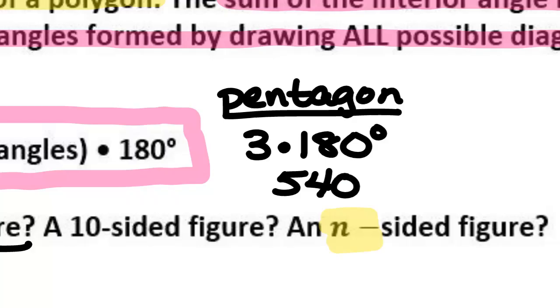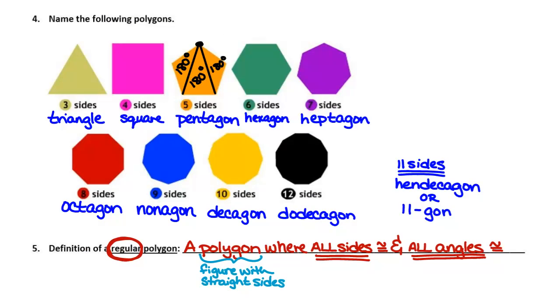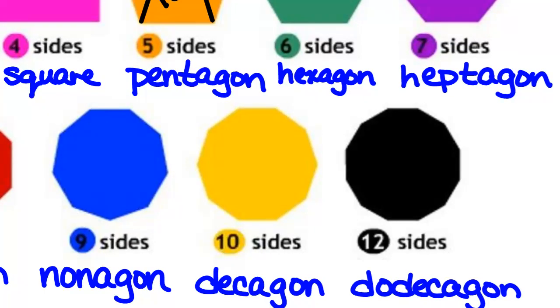So a pentagon has an interior angle measure sum of 540 degrees. Let's go look at the 10-sided figure, the decagon, and see how many triangles we can make there. So in my decagon, again, I have to pick a vertex to start at. I'm going to pick this one. The only vertices that I can't draw diagonals to and make triangles are the ones right next to this vertex.